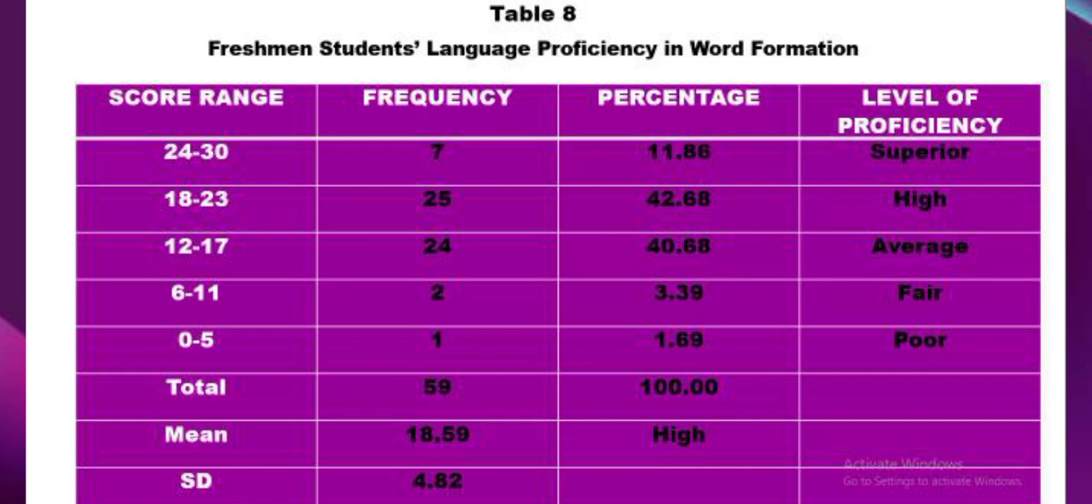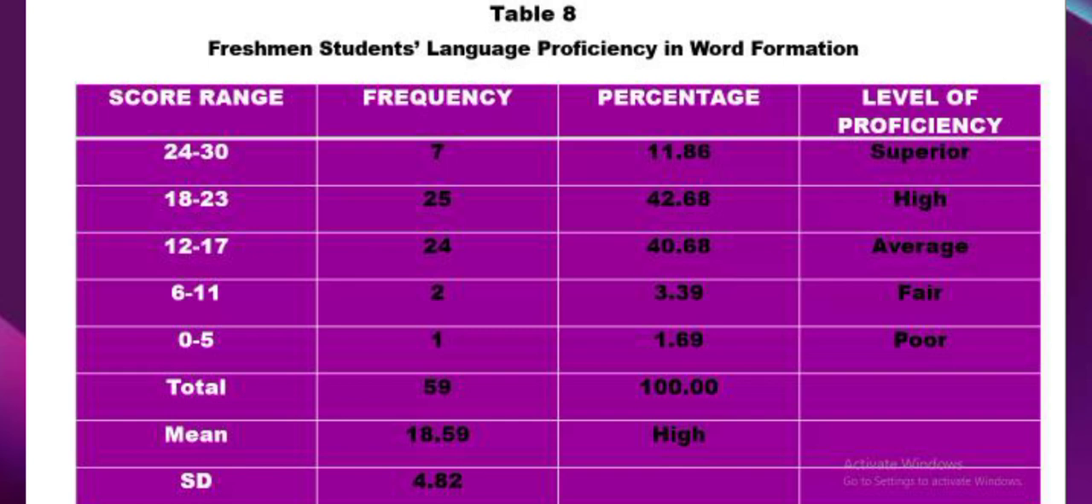So how will you be able to do the interpretation and analysis? As I've said, you only focus on the 2 highest. So the 2 highest here, we have 42.68 and then 40.68, and then the lowest is 1.59. So 0 to 5, there is one student who got a score of 1, and then the percentage is 1.59, this is poor. And then we have 25 students who got a score of 18 to 23, so 42.68 is the percentage, and level of proficiency is high.